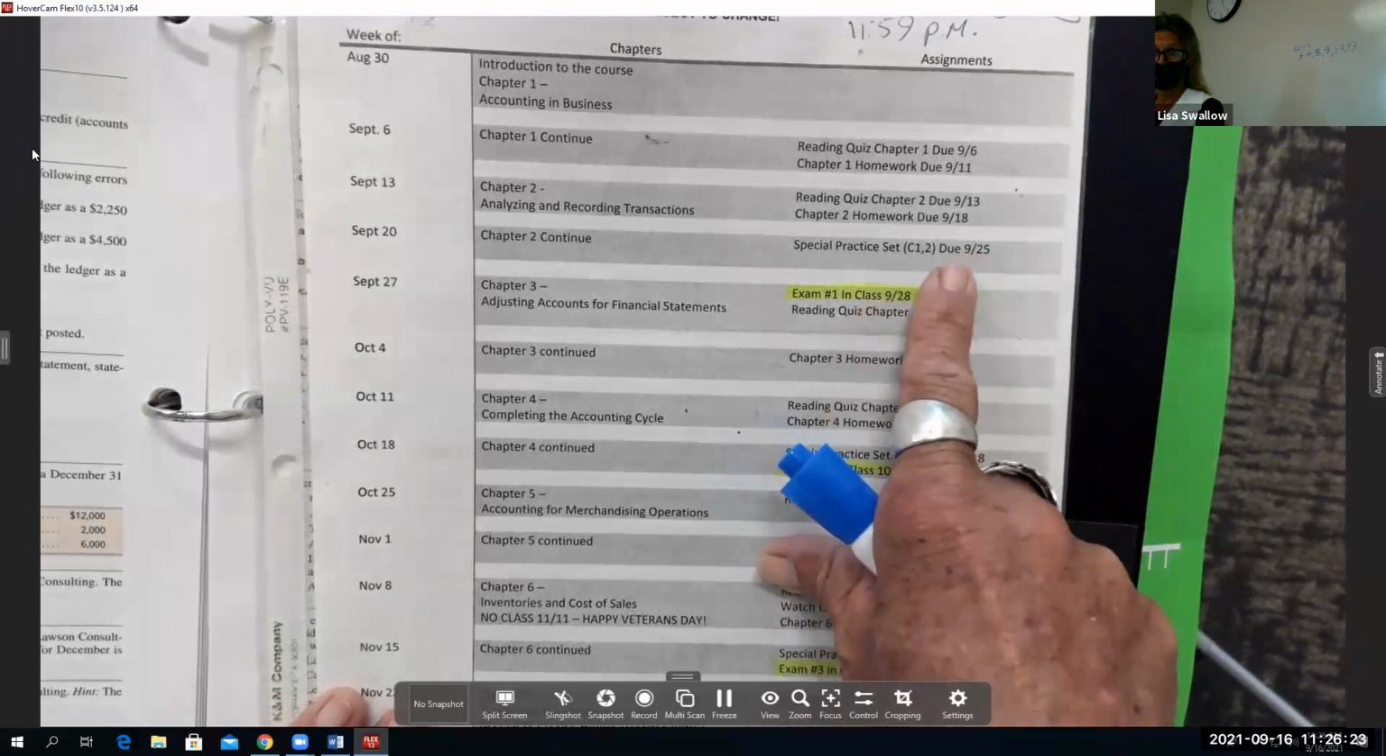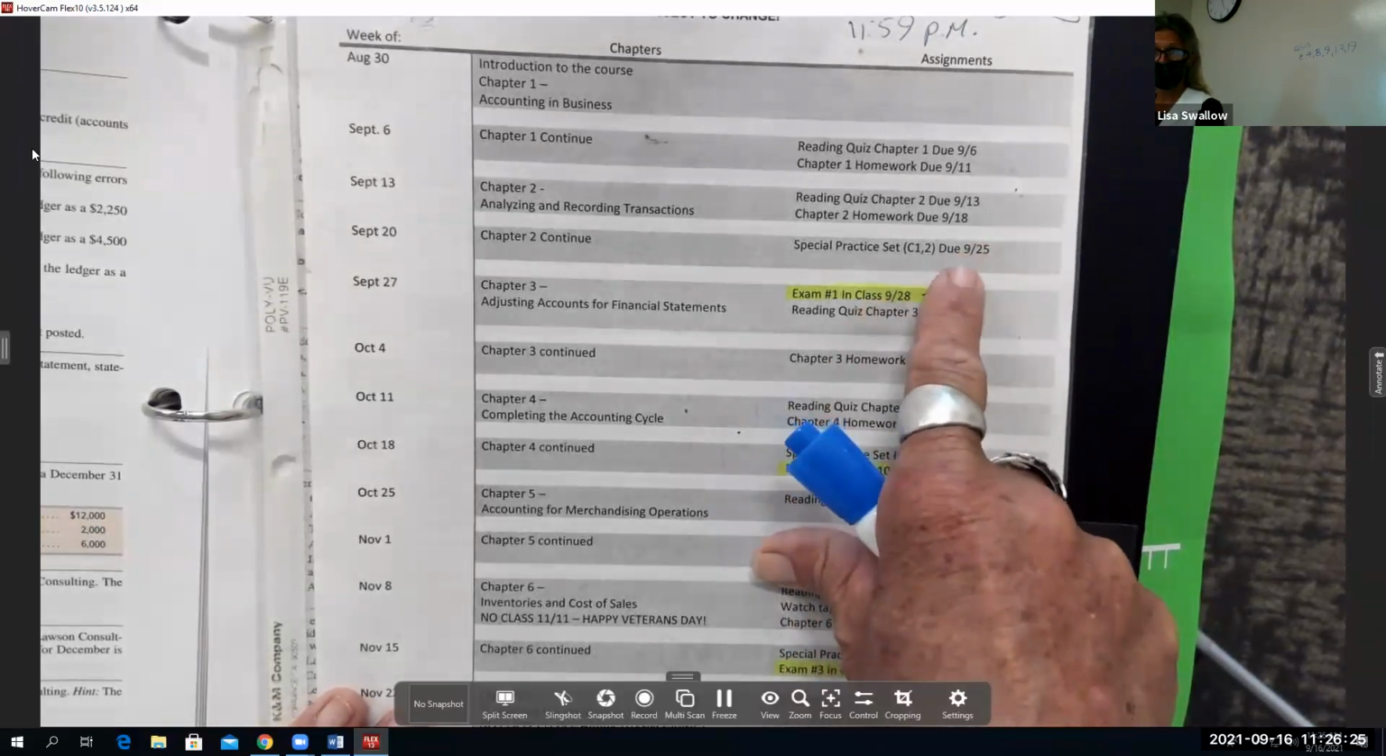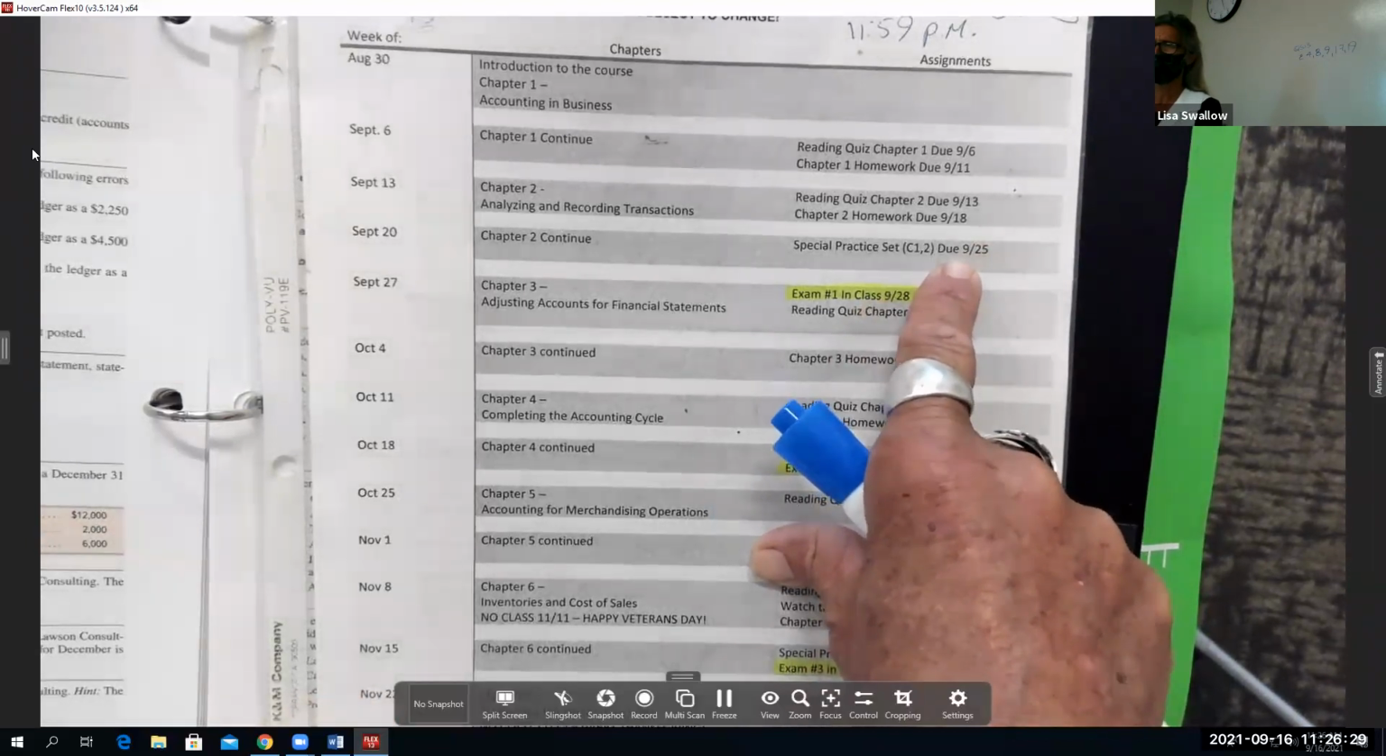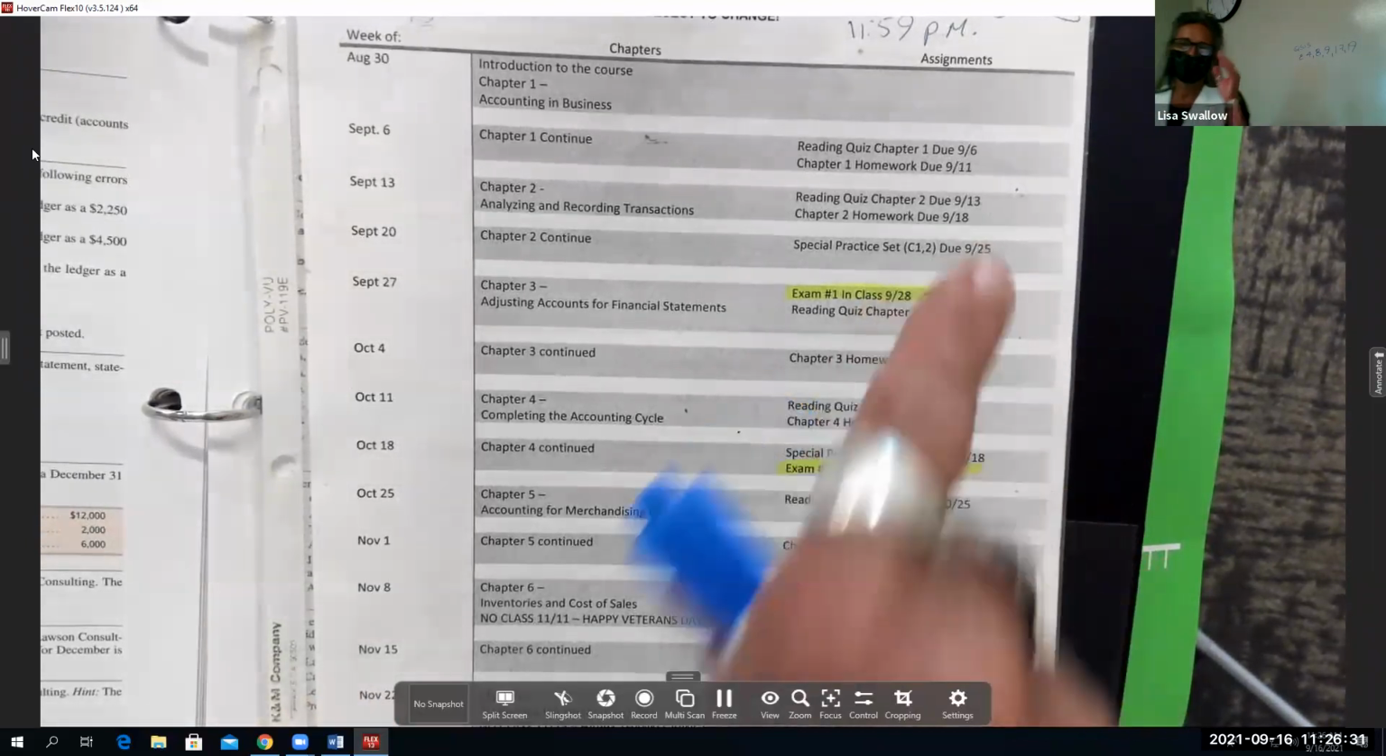Also, the special practice set, which is on Connect, is due on the 25th. And we'll have one of those special practice sets due every 2 chapters. And that hopefully will be part of the prep to get ready for the test. Go ahead.